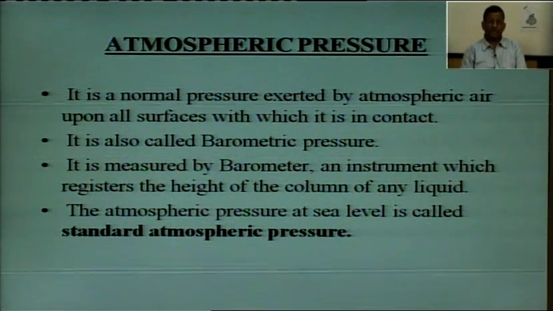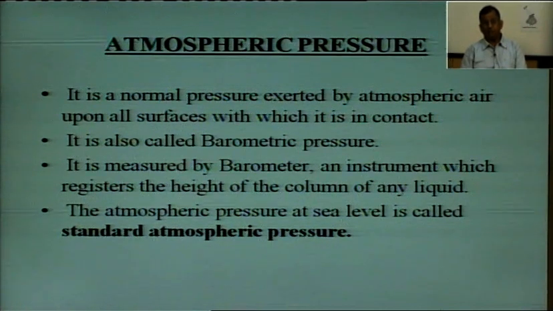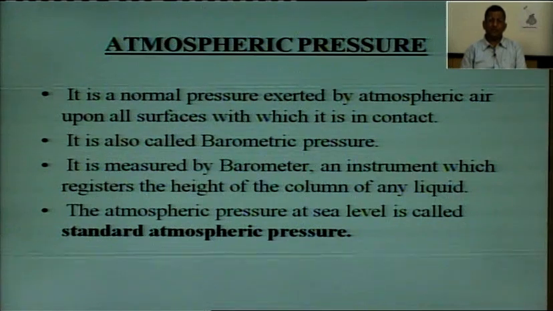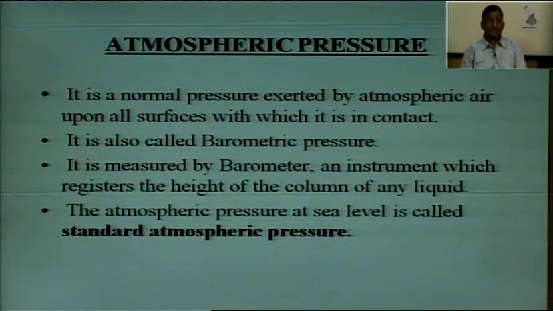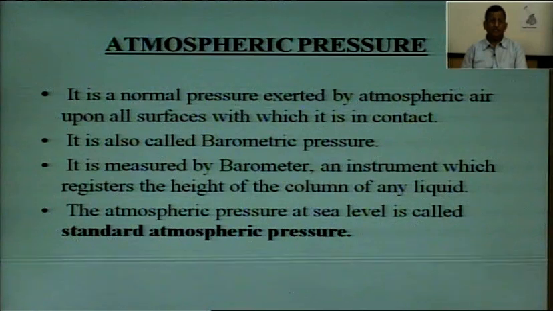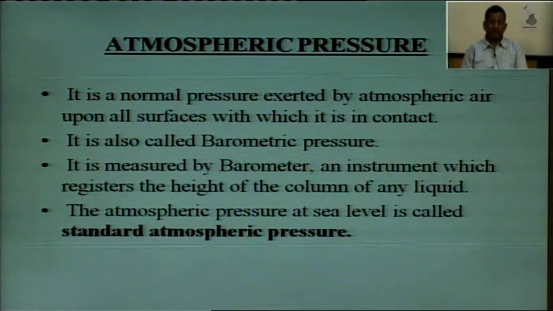The atmospheric pressure at sea level is called standard atmospheric pressure. Once again, atmospheric pressure is the normal pressure exerted by atmospheric air upon all the surfaces with which it is in contact. It is called barometric pressure because it is measured by a barometer, an instrument which registers the height of the column of any liquid. Atmospheric pressure at sea level is called standard atmospheric pressure.